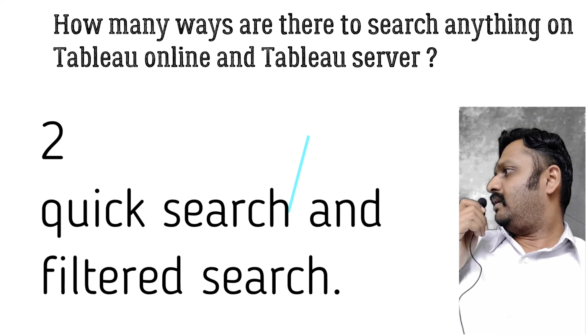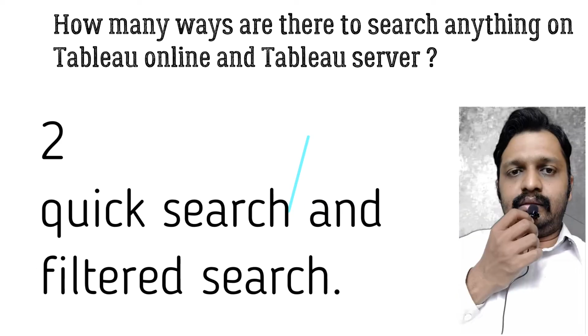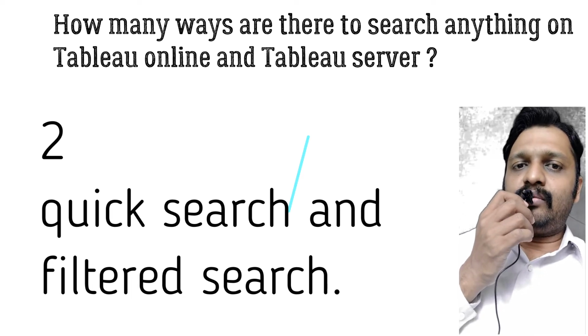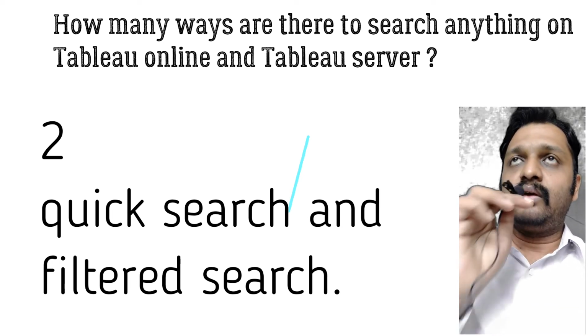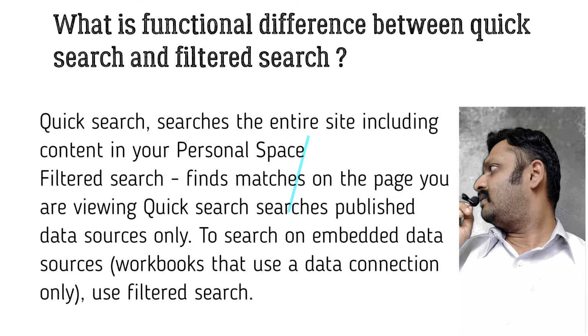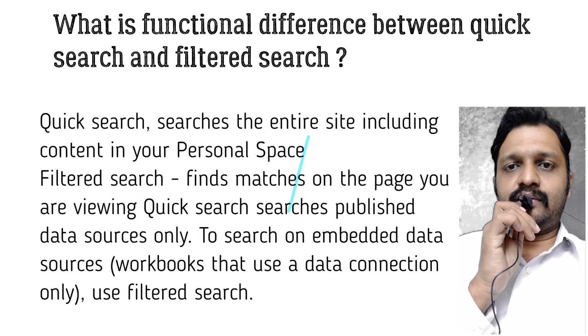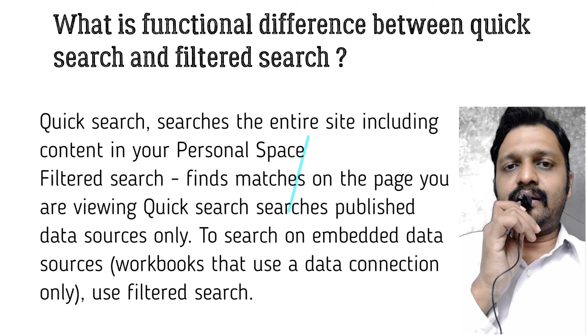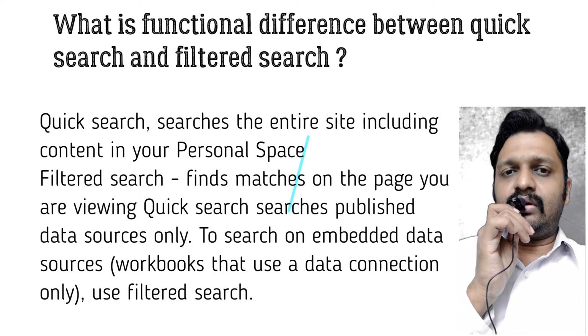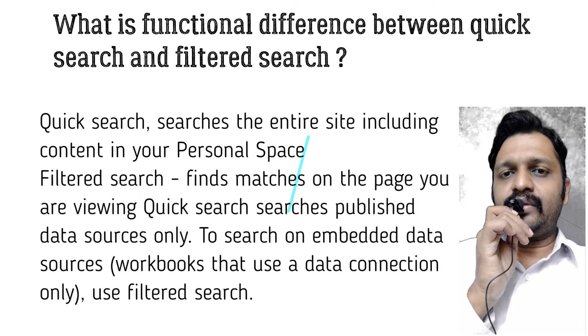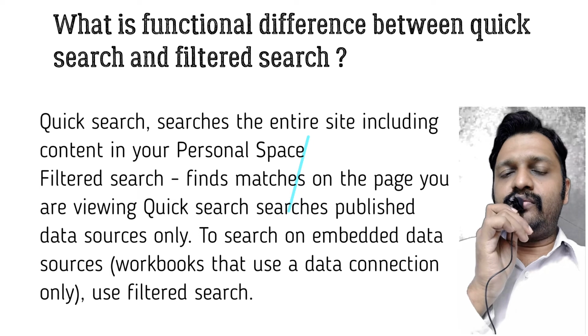Next question. How many ways are there to search anything on Tableau Online and Tableau Server? There are two ways to search anything on Tableau Online or Tableau Server. First is quick search and second is filtered search. Next question. What is the functional difference between quick search and filtered search? Quick search searches the entire site including content in your personal space. Filtered search finds matches on the page you are viewing. Quick search searches published data sources only. To search embedded data sources, use filtered search.